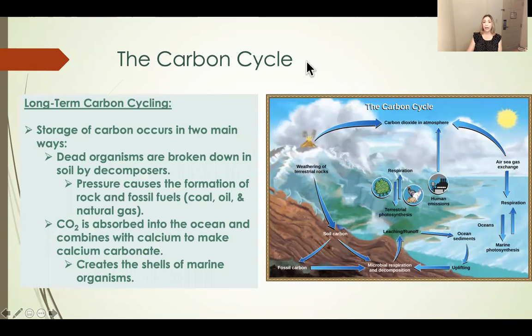Now let's look at long-term cycling. So there are two ways that carbon is stored. First of all, when an organism dies, animals, plants, whatever, decomposers break down the tissue from the dead organism and return it to the soil. Decomposers are things like bacteria or fungi, things like that.